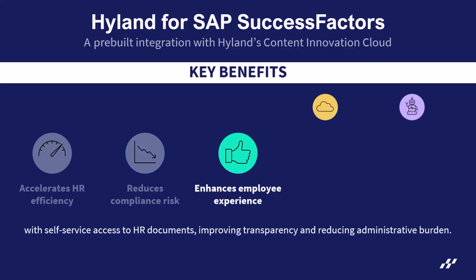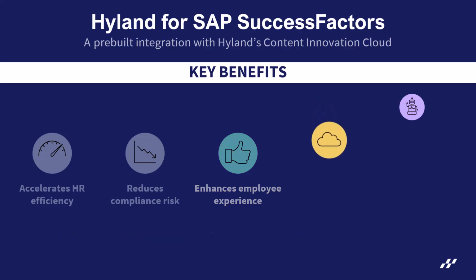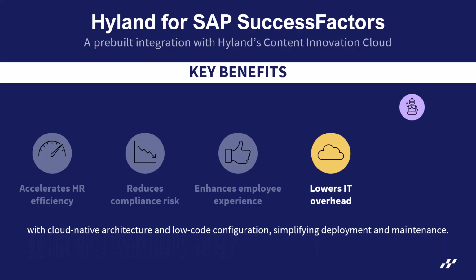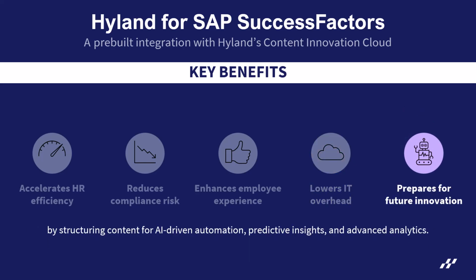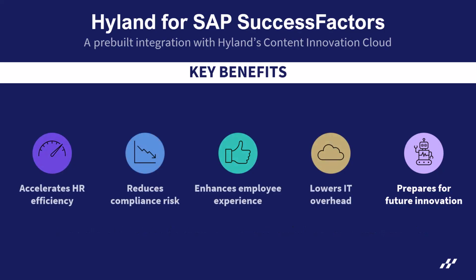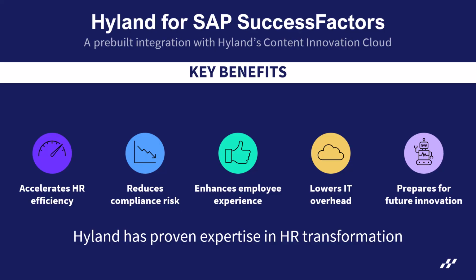It enhances employee experience with self-service access to HR documents, improving transparency and reducing administrative burden. And it lowers IT overhead with cloud-native architecture and low-code configuration, simplifying deployment and maintenance. All the while preparing your HR team for future innovation by structuring content for AI-driven automation, predictive insights, and advanced analytics. Hyland has proven expertise in HR transformation, trusted by global organizations to modernize HR operations without disrupting your SAP SuccessFactors workflows. Let's take a look at how it works.